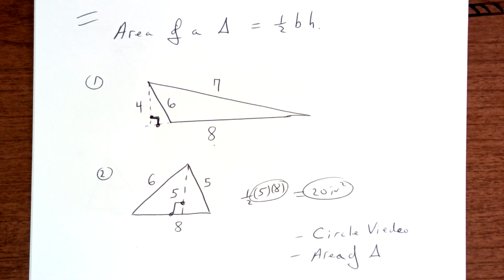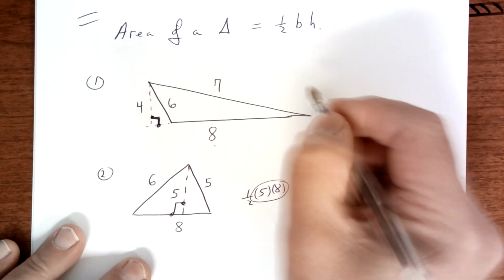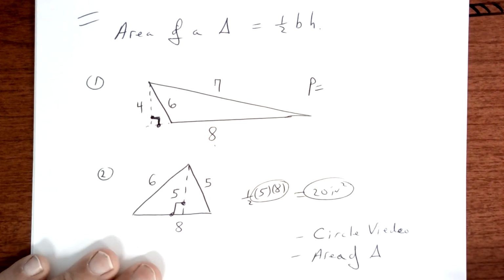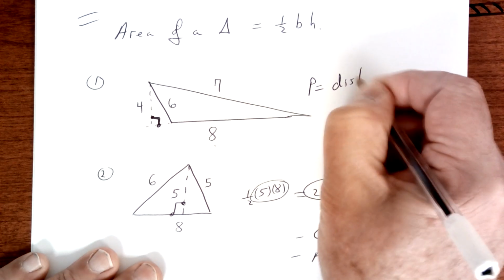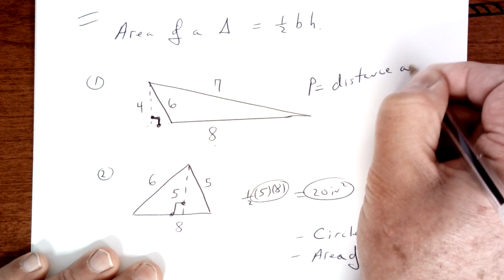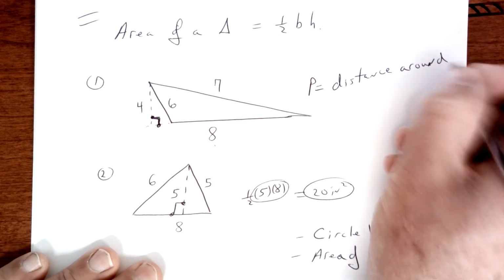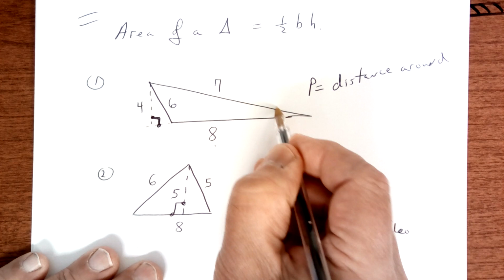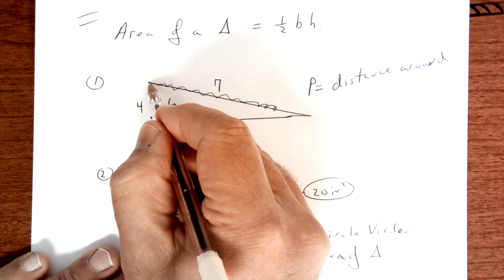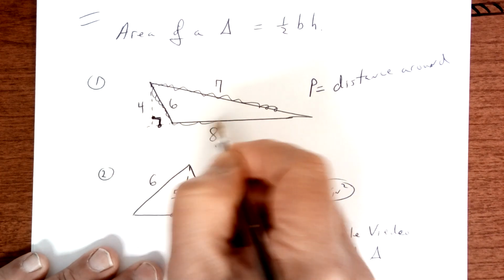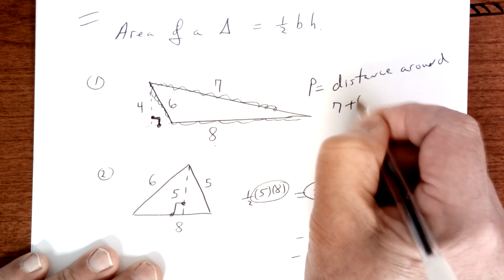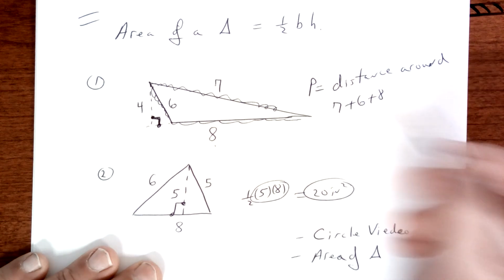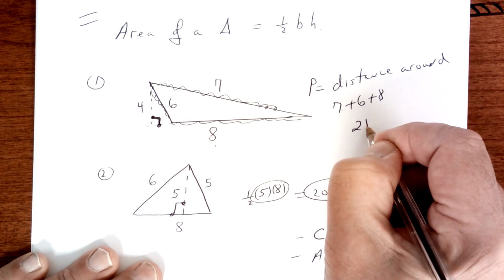Well, there's something else that you're going to be tested on that I didn't give you a worksheet on, and that's perimeter. So put perimeter. Perimeter is the distance around. Write that down. Distance around. It's like circumference, but it's not a circle. So all you do is add this up. So it's going to be 7 plus 6 plus 8. And whatever that is, that's 14, so I guess that's 21 inches.